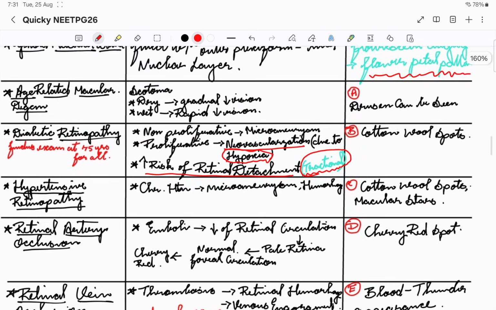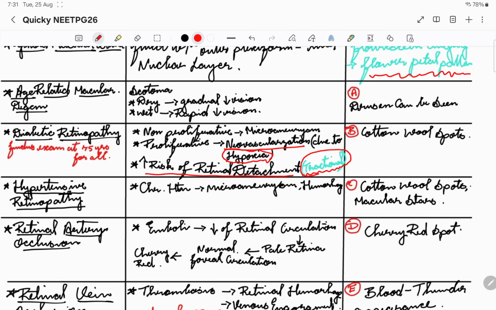That is why, for everyone at the 45th year birthday, we do a fundus examination. They might ask you this question: at which birthday do we tell them to get a diabetic retinopathy screening? It doesn't matter if they have diabetes or not. For everyone, it is a must, because we can easily assess the prognosis and how the disease has progressed.